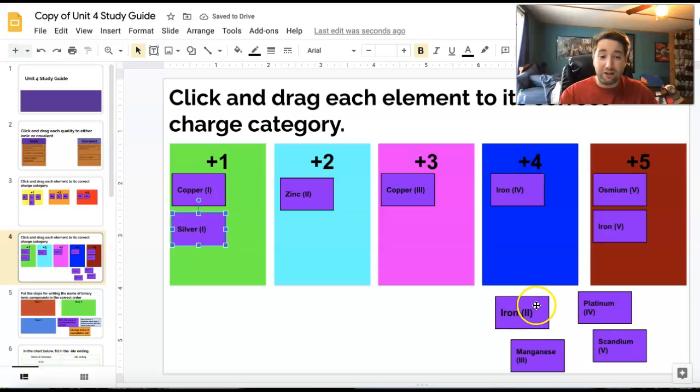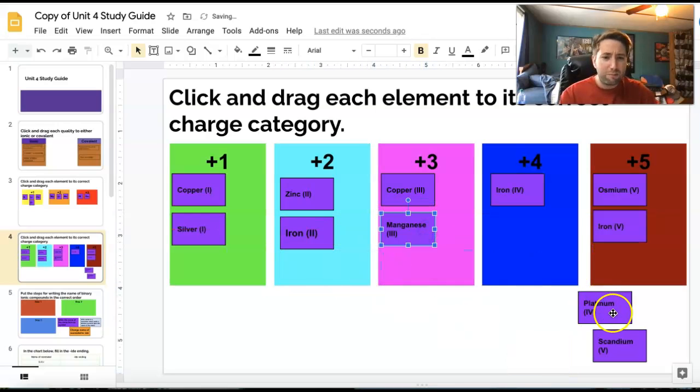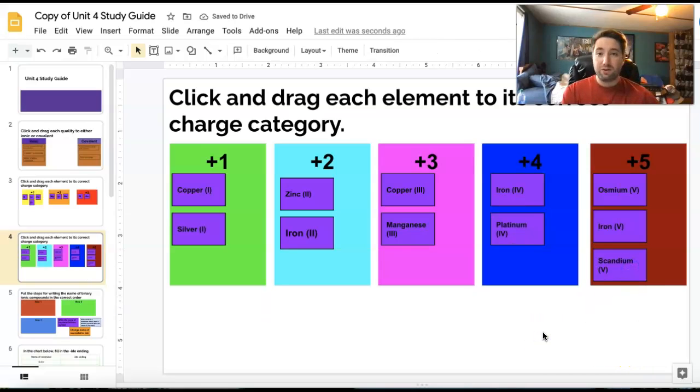This iron here has a 2. This manganese has a 2. No, that's a 3. Sorry, I saw that wrong. Platinum has IV, which is going to be 4. And then this last one here is scandium with a V. That's scandium 5. Alright, so I click and just drag each one of those to its correct charge category.